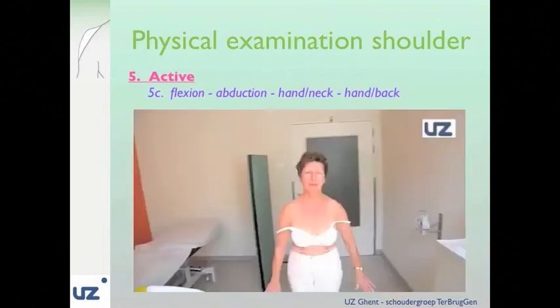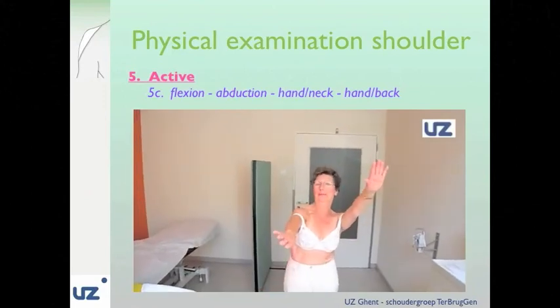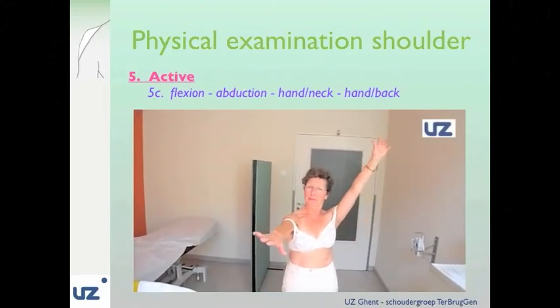For example, this patient has an active pain-free flexion of 90 degrees, active pain-free abduction of 70 degrees, active internal rotation until D12, and no active external rotation.